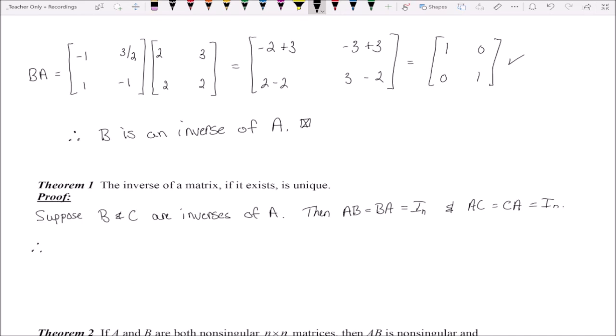Therefore, B can be written as B times I_n. Any matrix times the identity is itself. But we just said the identity is A times C, rather.